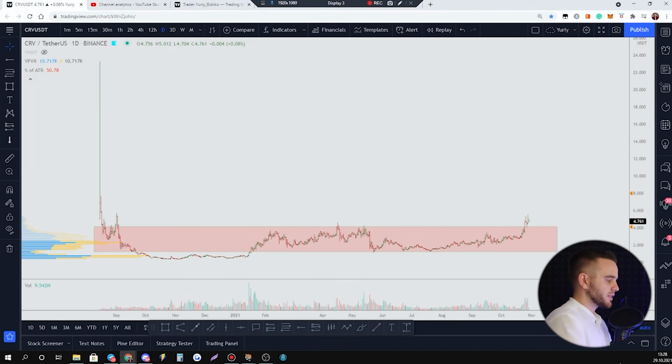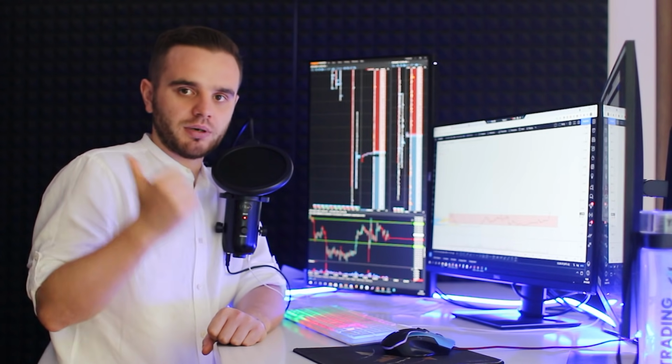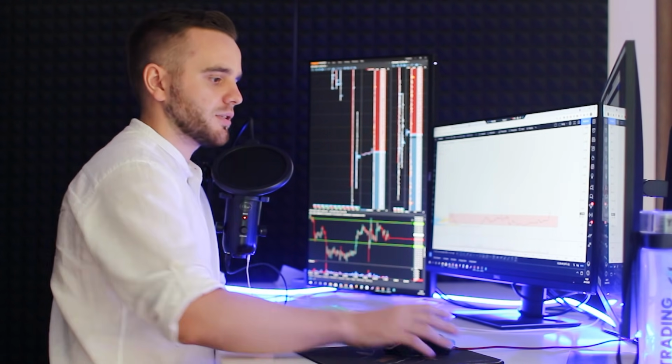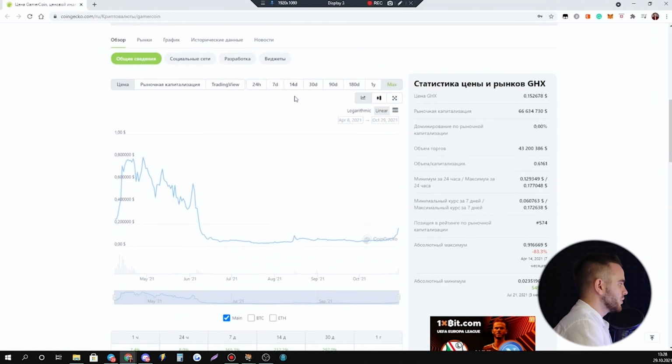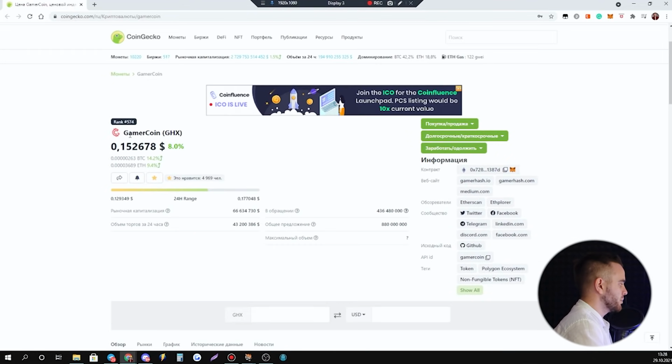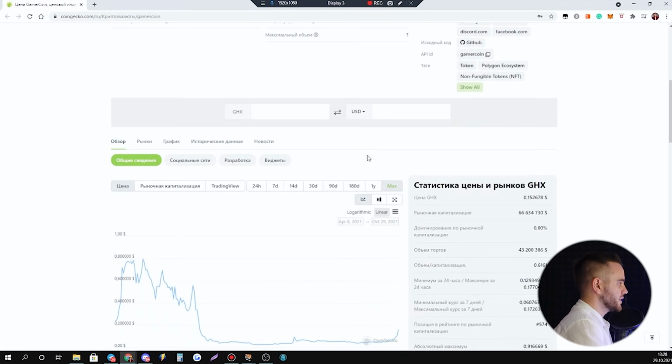That's it. And my friends, as I promised you, the secret coin that I already bought, but I bought it on another exchange. It is GameCoin. Do you see GameCoin? GHX. It is a gamify project.